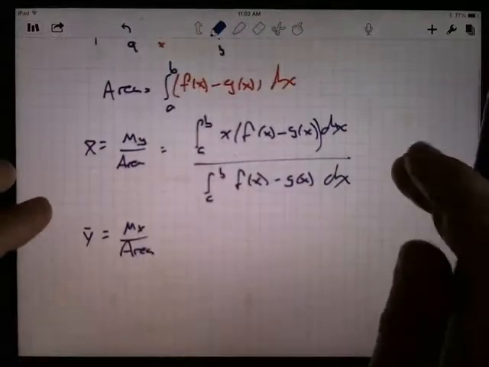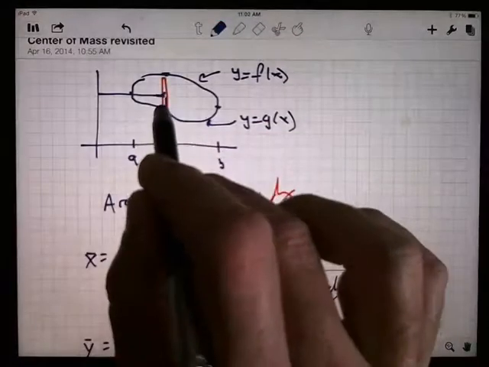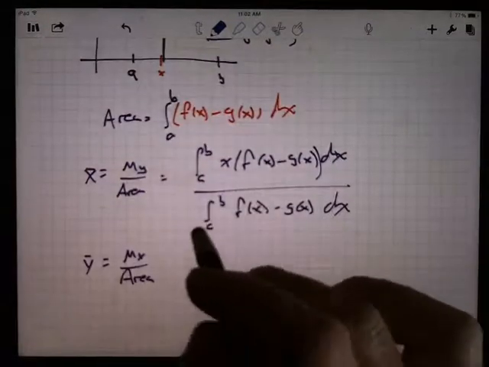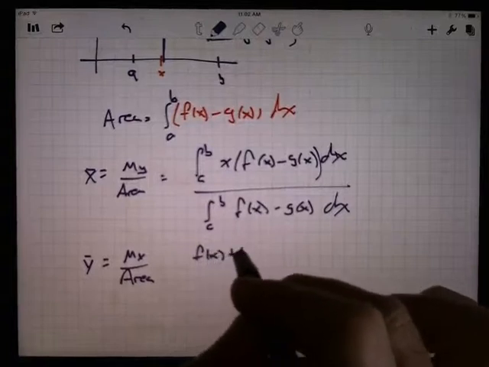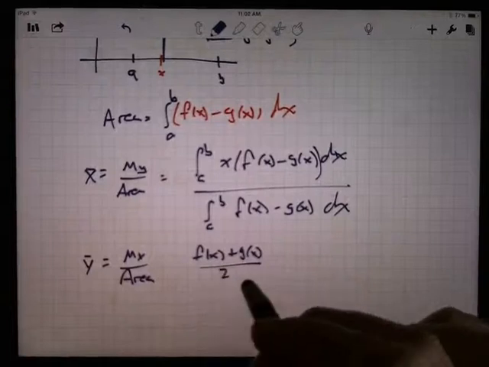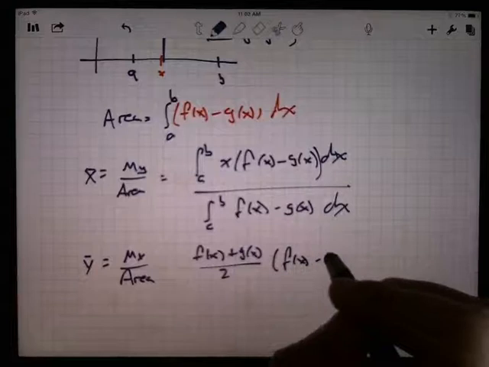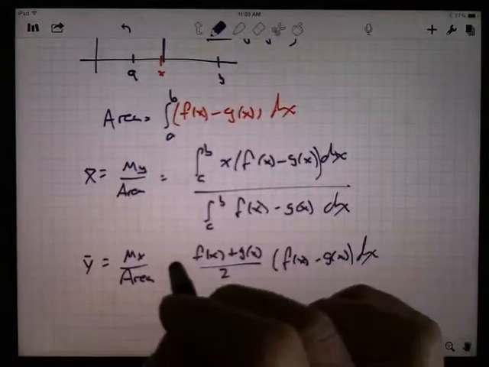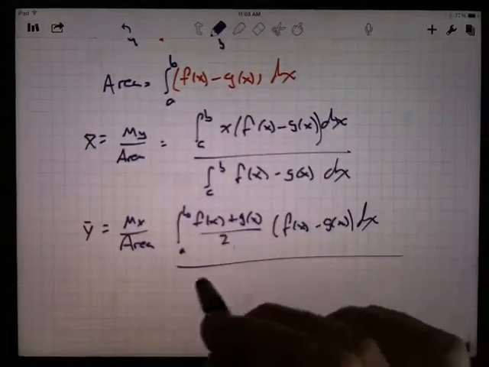So to calculate the middle, how do you calculate the midway between g and f? Well, add them up and divide by 2. So you've got f of x plus g of x divided by 2. That's the y value you're using to multiply by that little bit of area, f of x minus g of x dx, right? Integrate that from a to b, and then divide by the area, right?